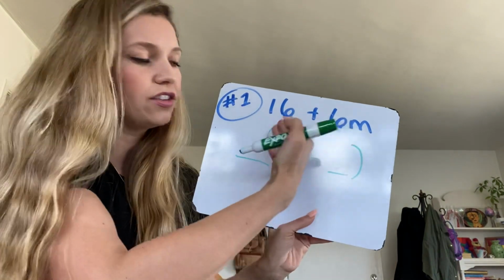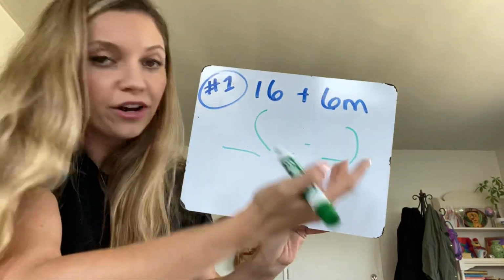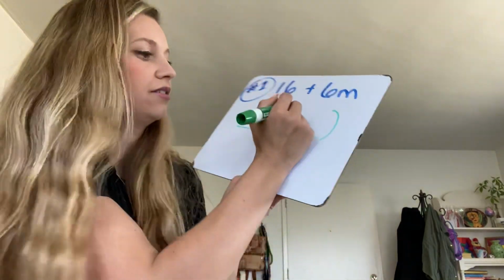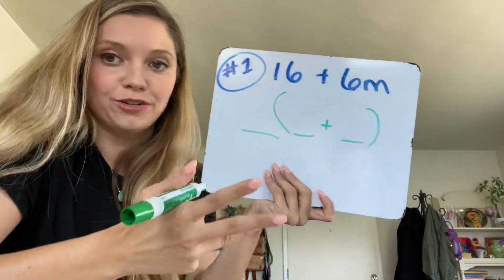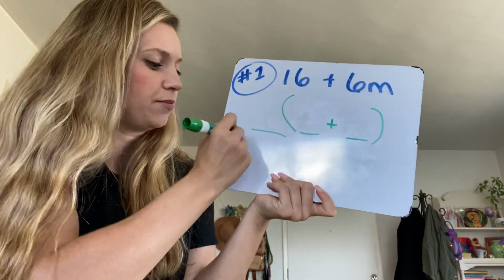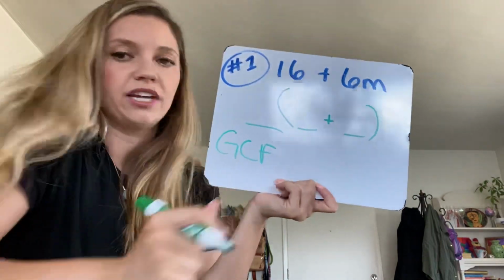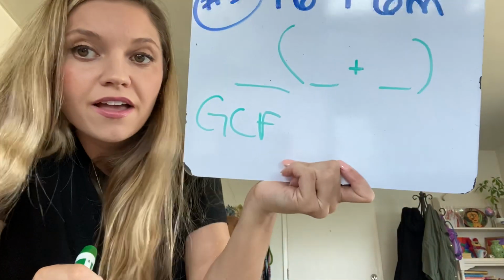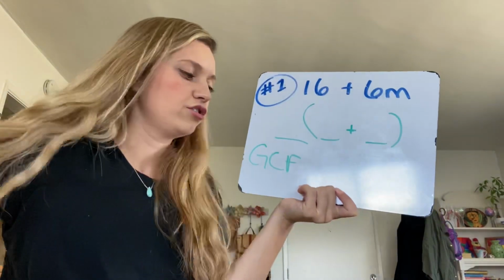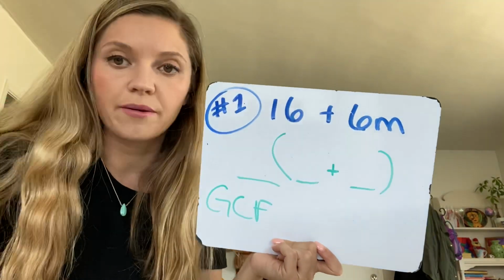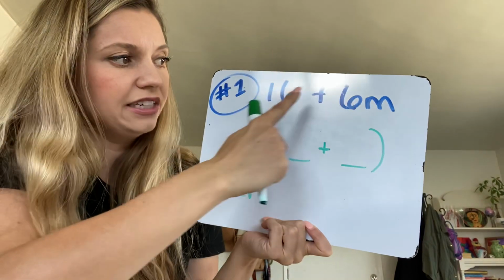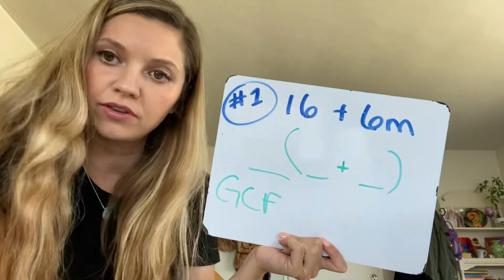So looking at this, these are all positive numbers. So my operator is going to be a plus. Now how do we find what these numbers are? Well, here's how. We have to find something called the GCF, which stands for greatest common factor. So greatest common factor. What's that mean? It just means what's the highest number that evenly divides into both of these.